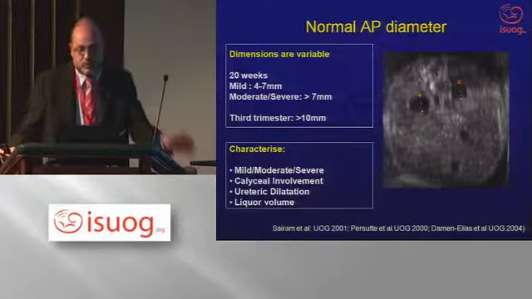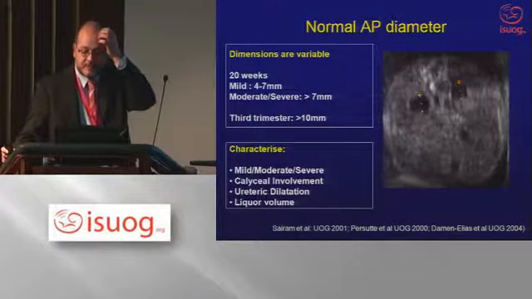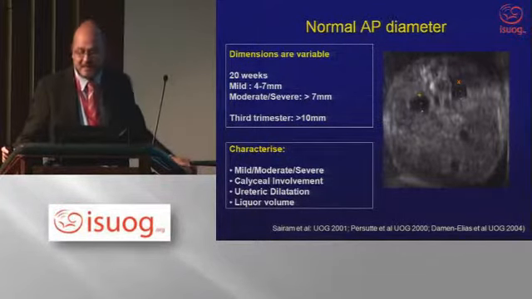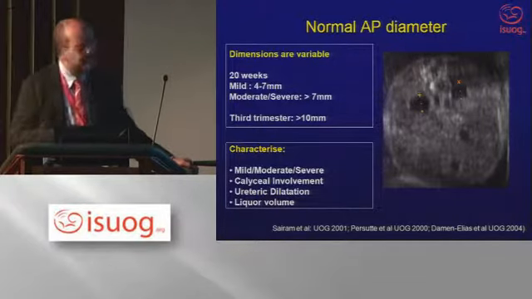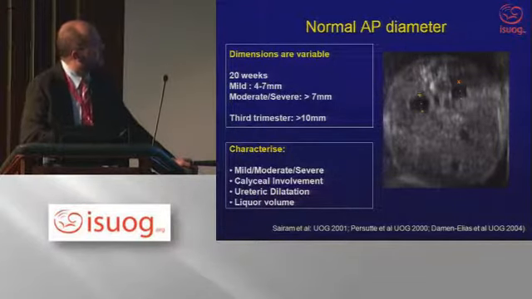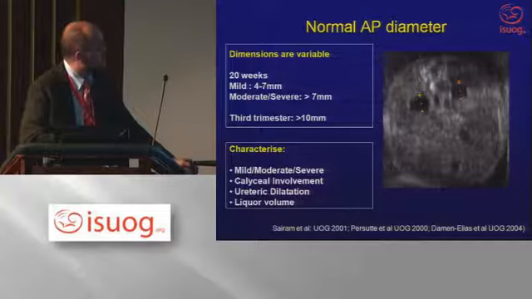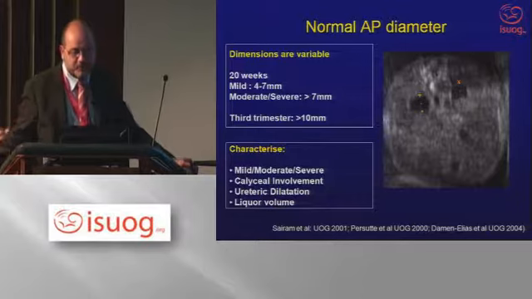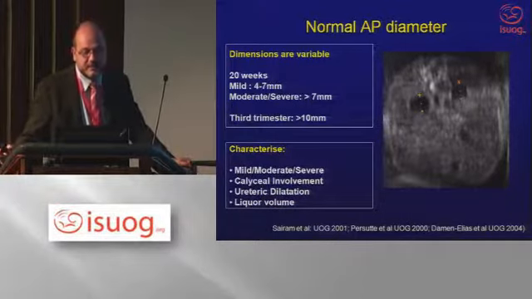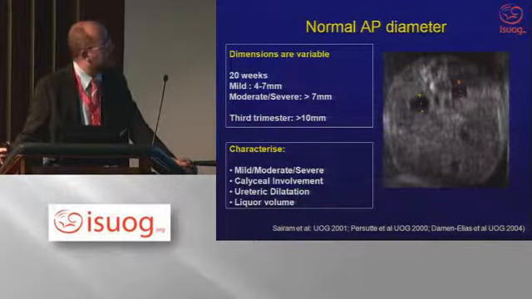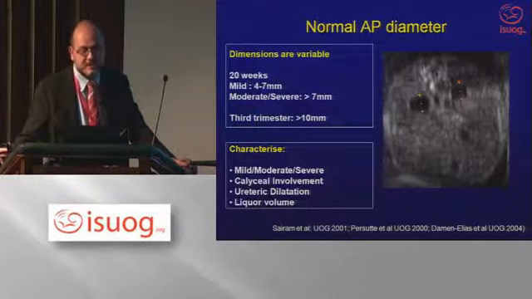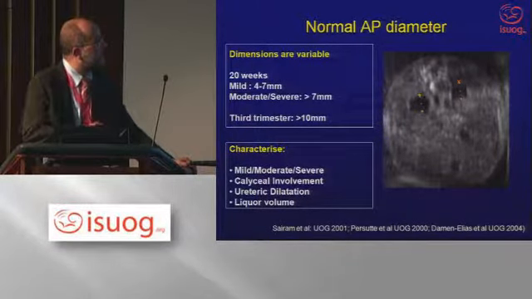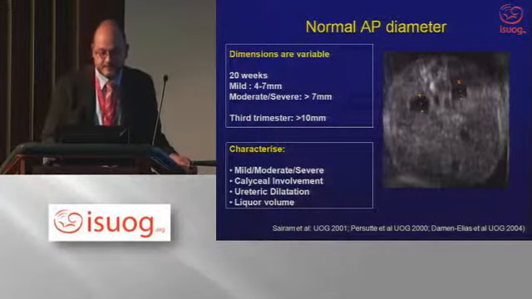Now, what is the normal AP diameter of the pelvis? Well, there's a little bit of debate about this because there is variability, but the largest series and the biggest paper is from Shanti Sairam, shows that anything above 4 millimeters at 18 to 20 weeks is significant. And in that paper, they defined mild as 4 to 7 millimeters, and moderate to severe anything more than 7 millimeters, with a third trimester scan being significant if it's more than 10.